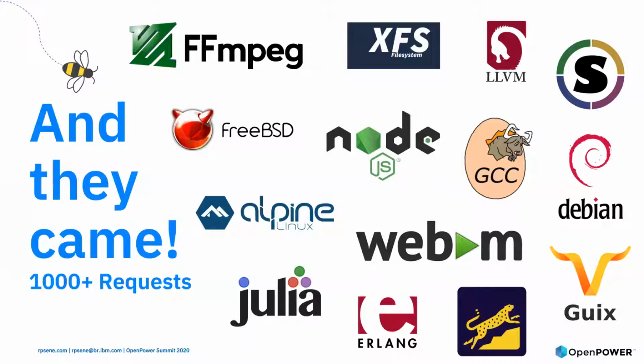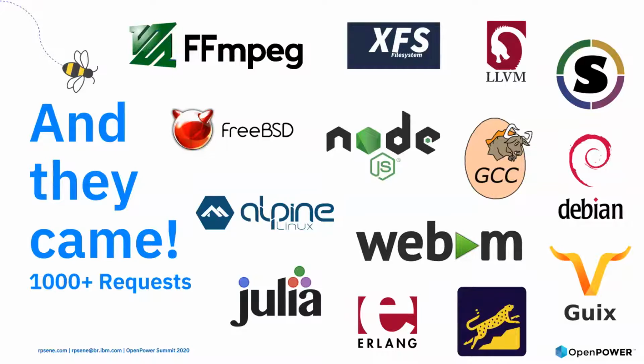We also have dedicated machines for a given community. Like we have a dedicated Power machine for the Linux Alpine community, so they can do their builds on Power. We have a dedicated machine for Debian, so they can do their testing and validation on Power. And we have a bunch of VMs running there.